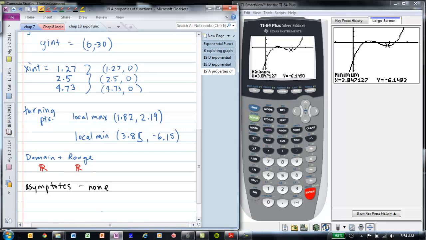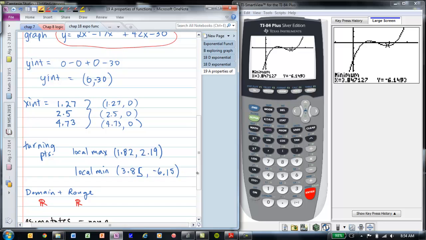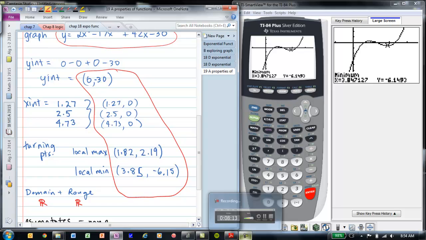And then the 5th thing they would do is that we would sketch this graph and we would include all of these points. So we would include the y-intercept, our zeros, our local max, and our local min. All right? And then we would just sketch it. Okay, cool. So that's how you look at unfamiliar functions.